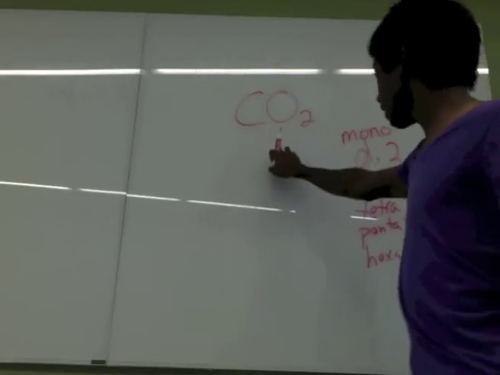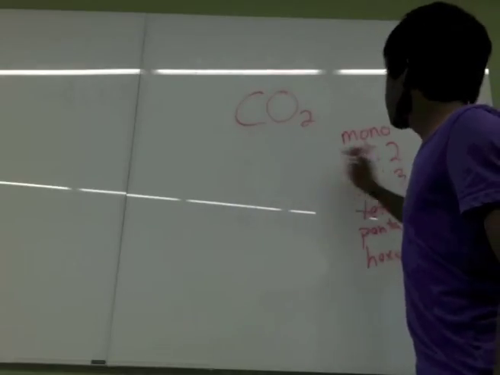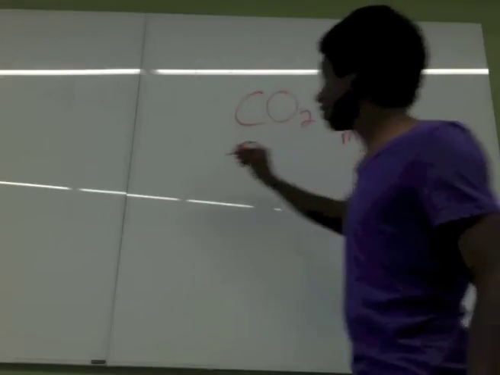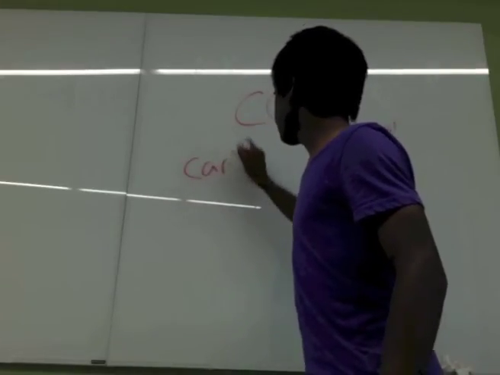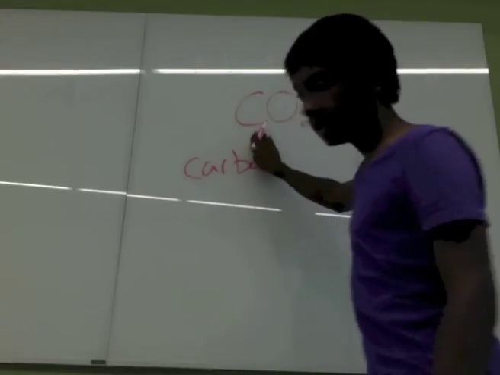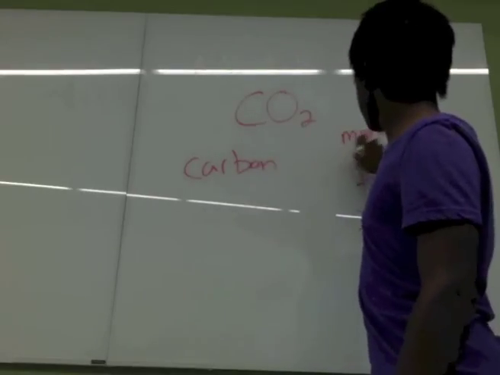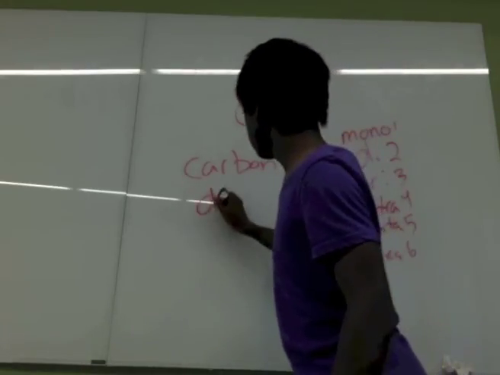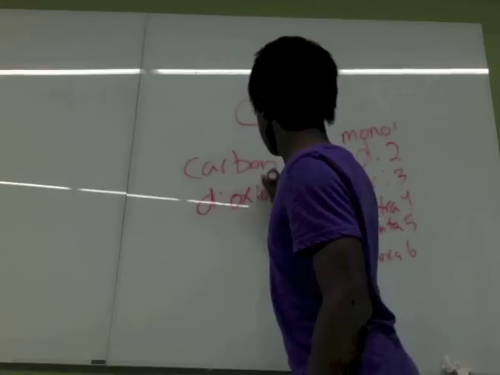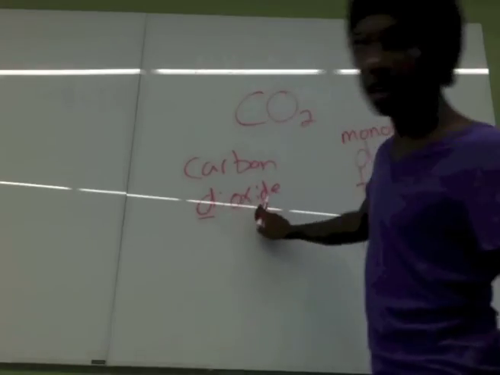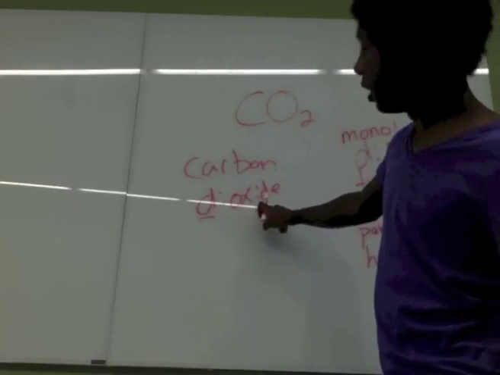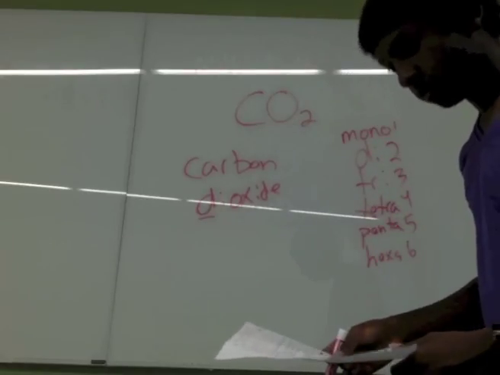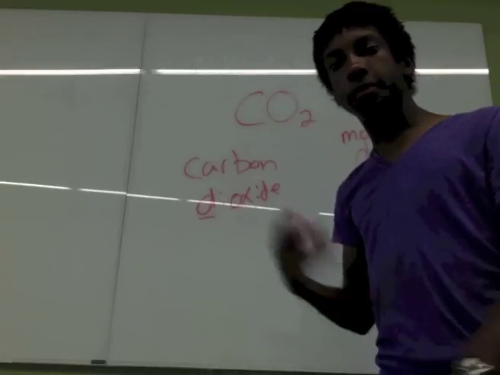In carbon dioxide, there are 2 oxygens, so thus the di prefix goes in front of the oxygen. Now, there's only 1 carbon, but because it's the first element, you typically leave the mono off. It's implied. Carbon dioxide. And the suffix of ide is added to the last element in the compound. And that is how you name chemical compounds.